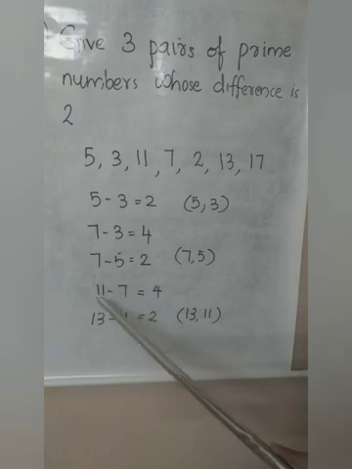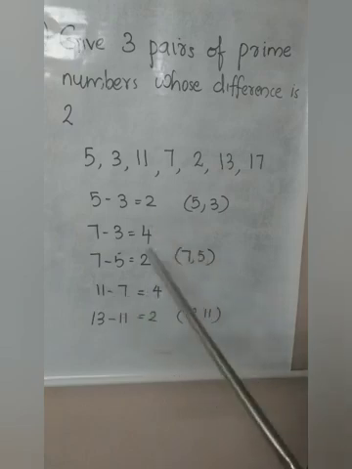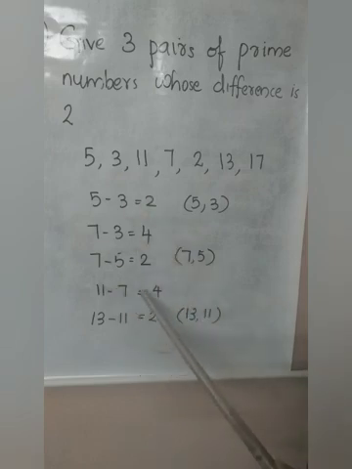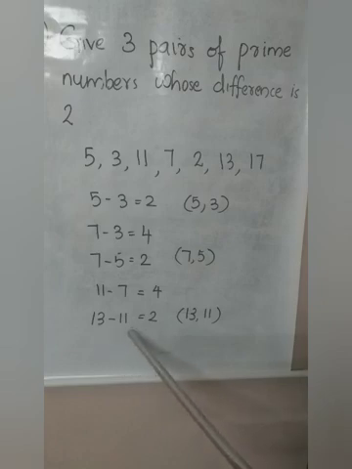11 and 7, I took. 11 minus 7, what are you getting? 4. It is not 2. We should get difference what? 2. So, we cannot take 11 and 7. Next, I took 13 and 11. So, 13 minus 11 what?